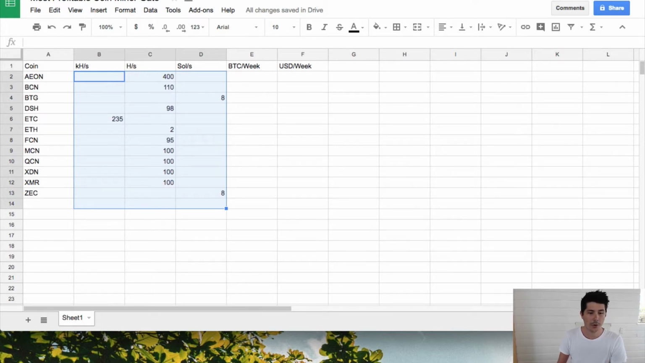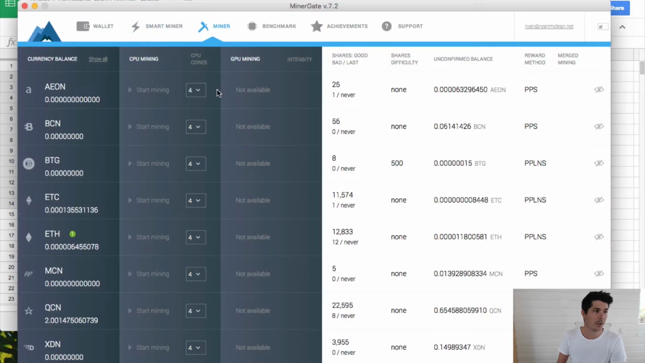And so I've gone through in Minergate and basically gone to the miner section, clicked start mining, made sure all my cores were on. If you had a GPU, you would turn that on as well. And then I looked at the max hash rate that I got.